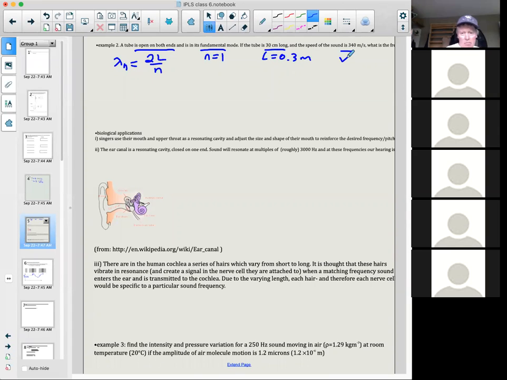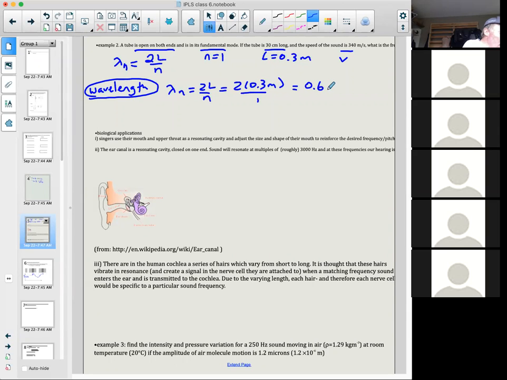All right, we're asked for the frequency. So first, we'll find the wavelength. Wavelength is lambda. So we get 0.6 meters using the standing wave relationship.